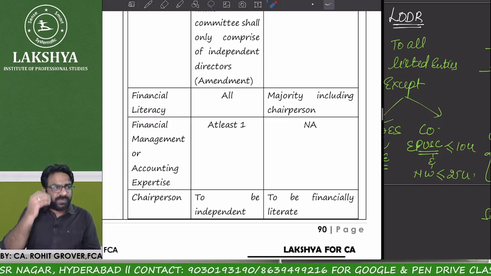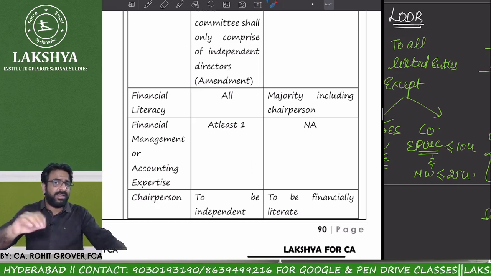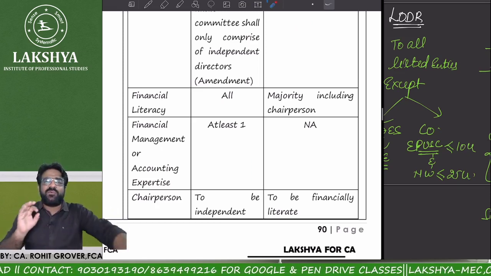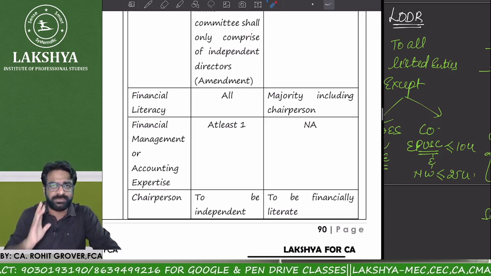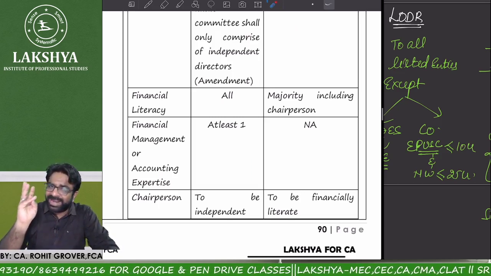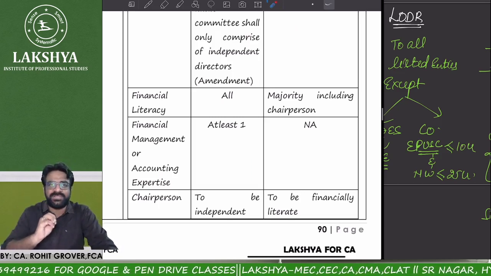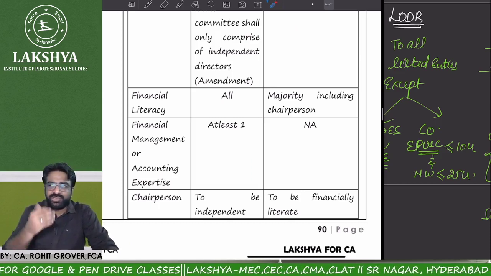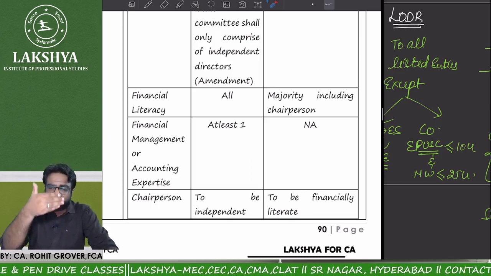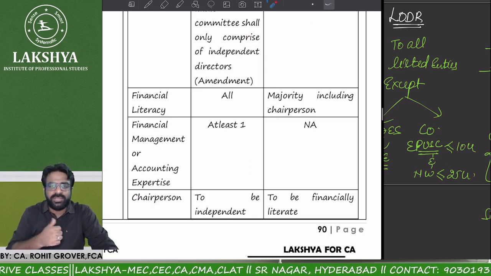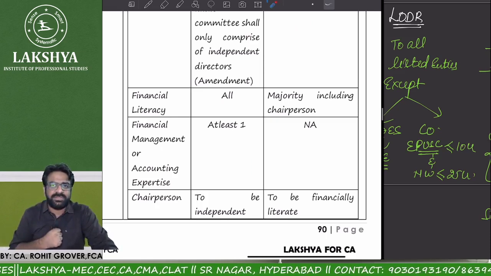Now, sir, what do you mean by financial literate? Literate does not mean only educated. I want financial education. They should know how to read and understand the financial statements. That is called financial literacy. They should have a background of finance and a background of accountancy. They should have knowledge of these two fields.